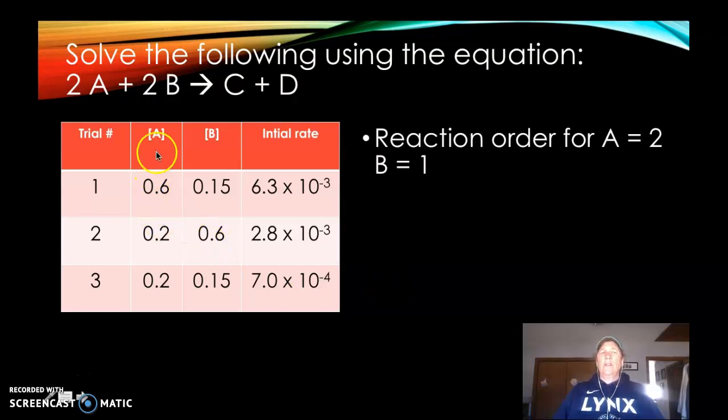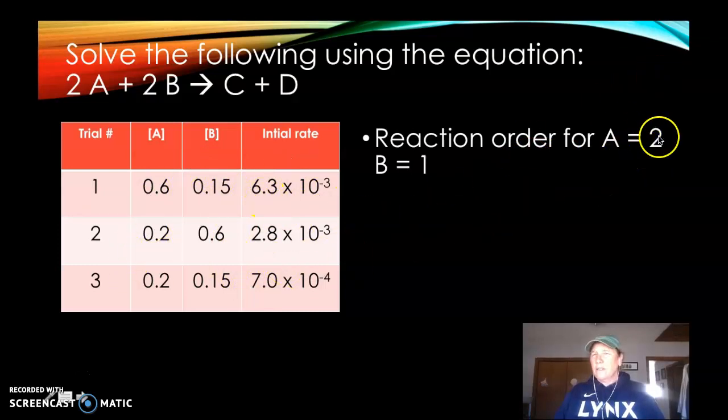If you look, we've got a place where A changes but B doesn't. A is 0.6, 0.2, and B is 0.15, 0.15, so it's the same. So we're going to have to use trials 1 and 2. If you look at the difference, you can take 0.6 divided by 0.2, which is 3, and then divide these two. This one's 3, and this one is 9, the difference between them. So that's why the reaction order is 2, because 3 squared is 9.